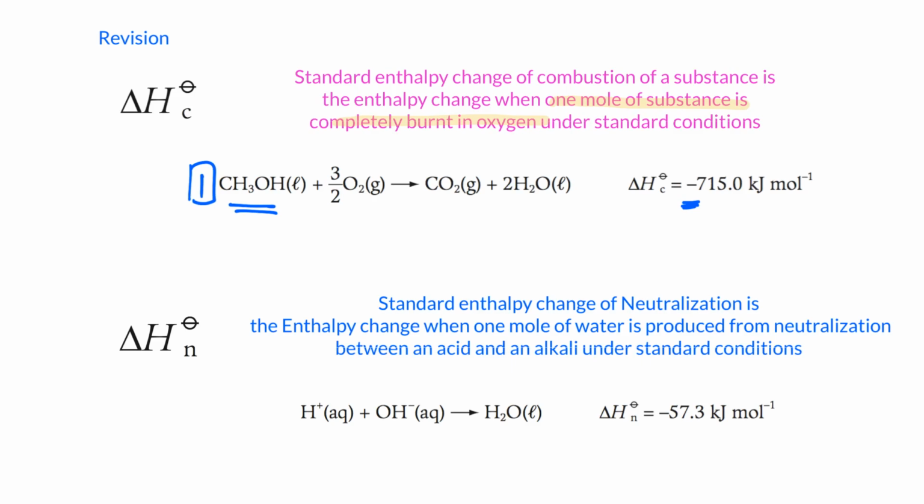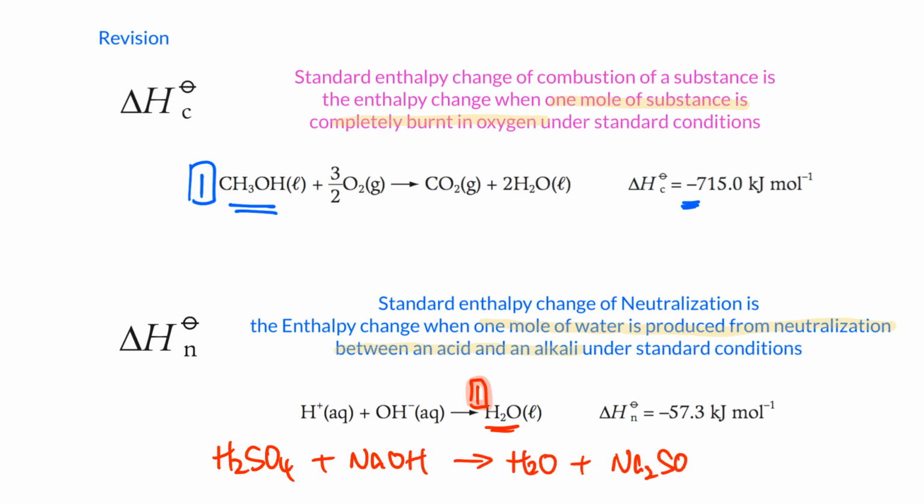The other one is standard enthalpy change of neutralization. So when 1 mole of water is produced from neutralization between an acid and an alkali under standard condition. Again, the definition you have to bear in mind. Remember, the target is water this time, so it goes to 1 water formed. Even if you have H2SO4 and NaOH, remember the balancing has to give H2O and Na2SO4. All these have to be halved, so that you can keep the water at 1.